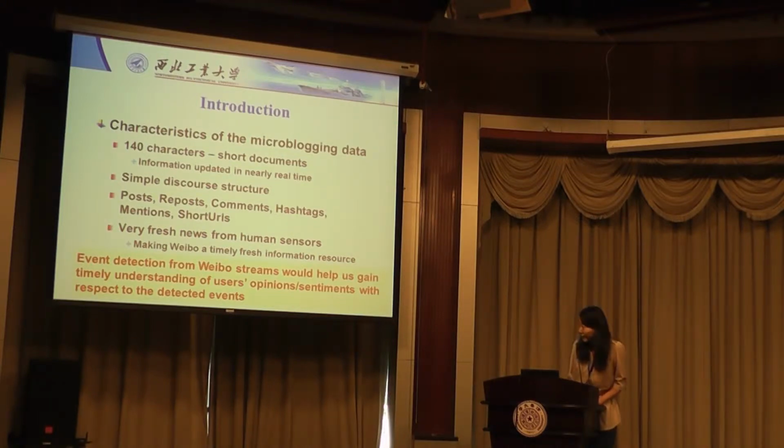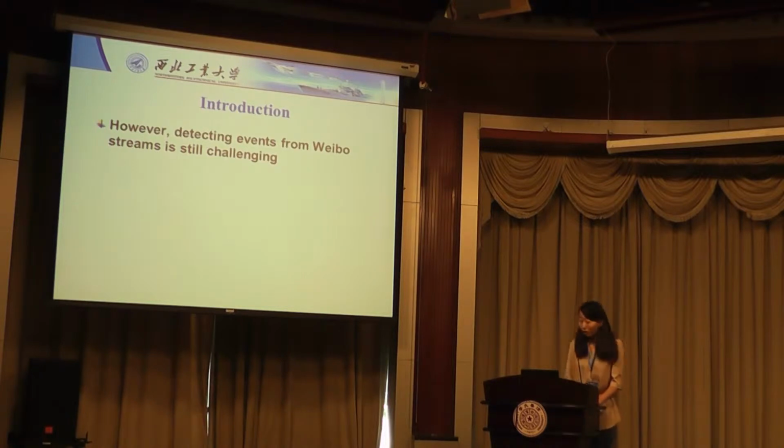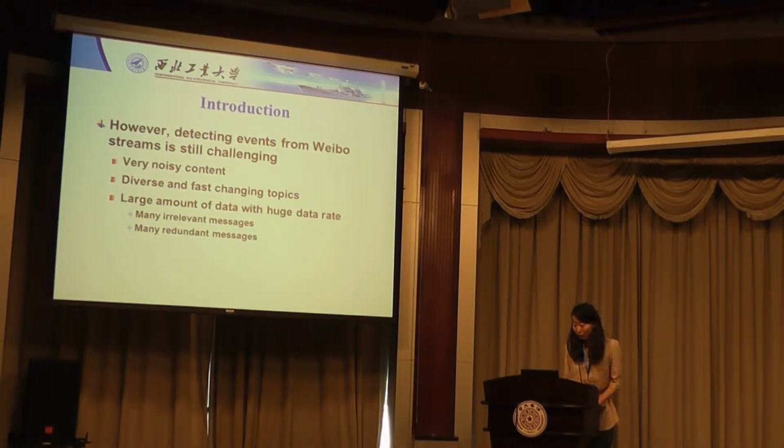And the most important is that event detection from Weibo streams would help us in timely understanding of users' opinions with respect to the detected events. However, detecting events from Weibo streams is still challenging. There are 3 main reasons. First, the content from Weibo streams is very noisy. Second, the topics of the microblog are highly diverse, and they are changing fast. Third, there is a large amount of data with huge data rate, and there are many irrelevant messages and many redundant messages.